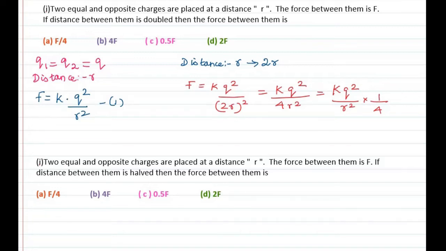So what is this K Q square by R square? From equation 1 it is the value of F. So you can write it as F. Let the new force that you are finding be F dash. Okay, so F dash is equal to F by 4.